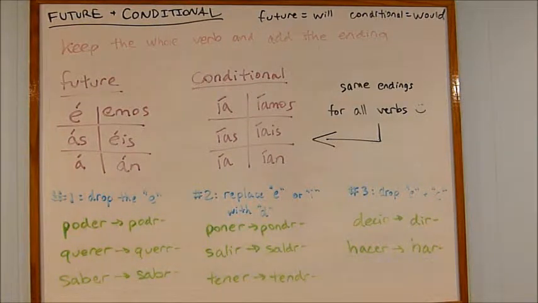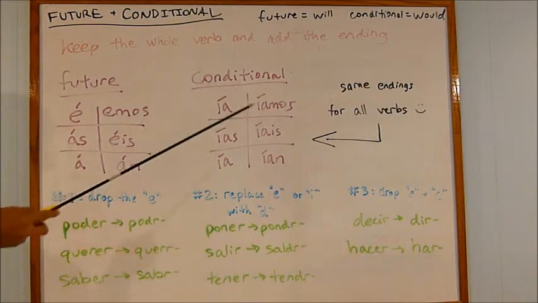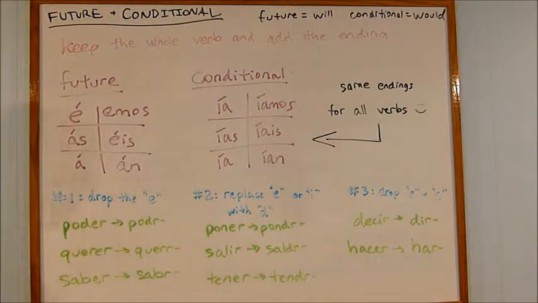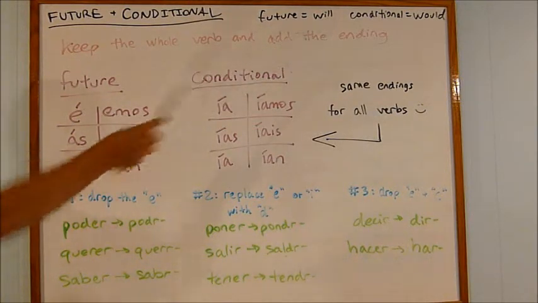So the endings for the future are é, ás, á, emos, éis, án, and for the conditional it's ía, ías, ía, íamos, íais, ían. These are the same as the er, ir endings in the imperfect, if you have noticed. When you add these endings on the verb, it's not like the other tenses where you take off the ar, er, ir and add in the ending, but instead you keep the whole verb and add the ending to the end of the verb.